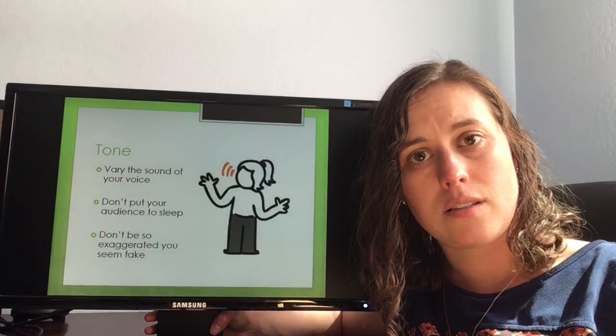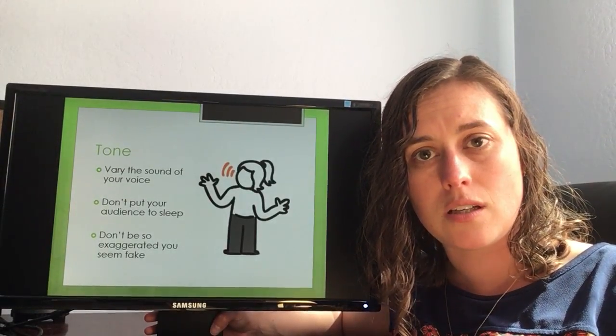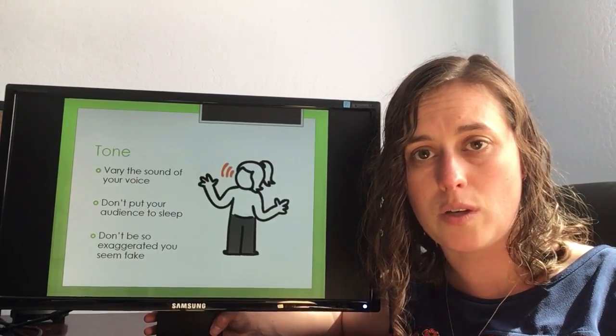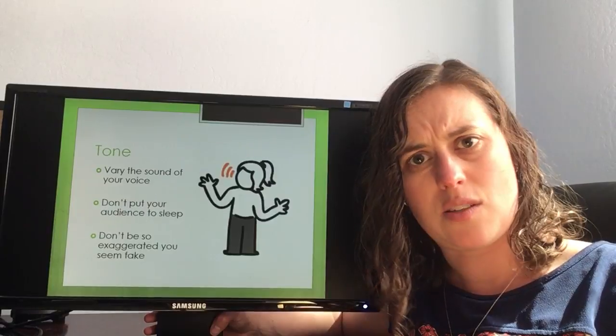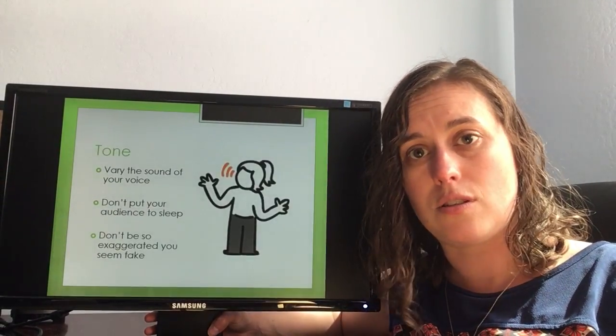Another really important thing to do is pay attention to your tone of voice. So if you're talking like this in sort of a monotone and there's not a lot of modulation, no big rises or falls, it sounds really stilted, it's really hard for your audience to pay attention to.